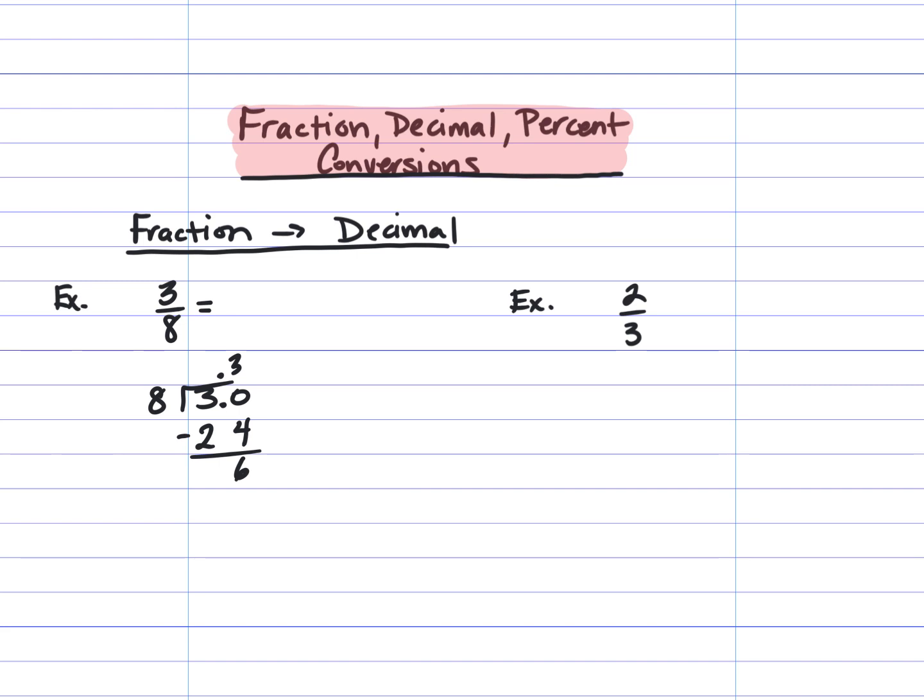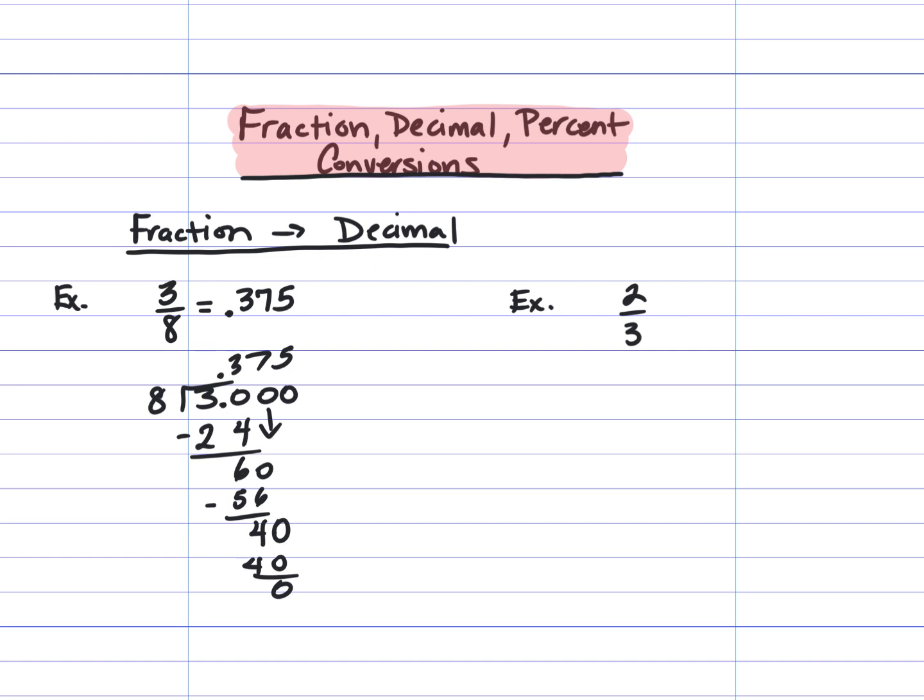And 8 again does not go into 6, so I'm going to add a 0 and bring it down. I know 8 goes into 60 7 times. And 7 times 8 is 56. When I subtract those two, I get 4. And since 8 doesn't go into 4, I'm going to add another 0. And I know that 8 goes into 40 5 times. 5 times 8 is 40 with 0 remainder left over. And so 3/8 as a decimal is 0.375.